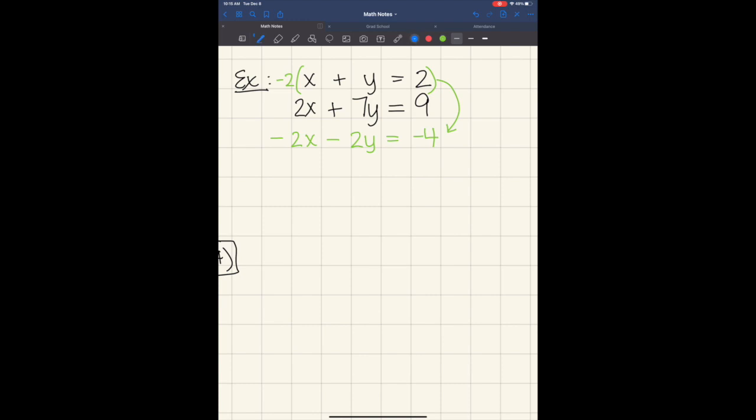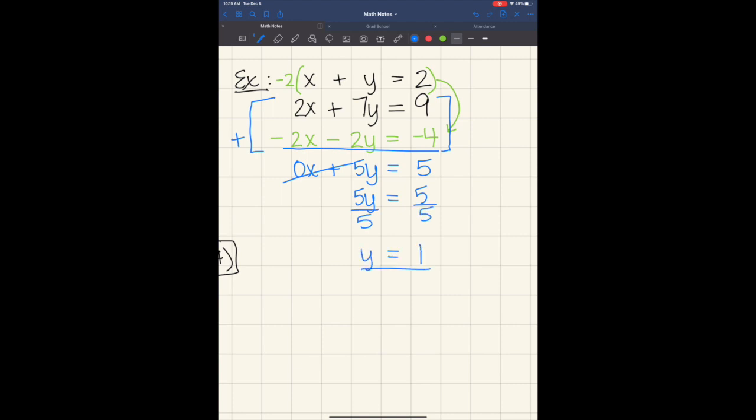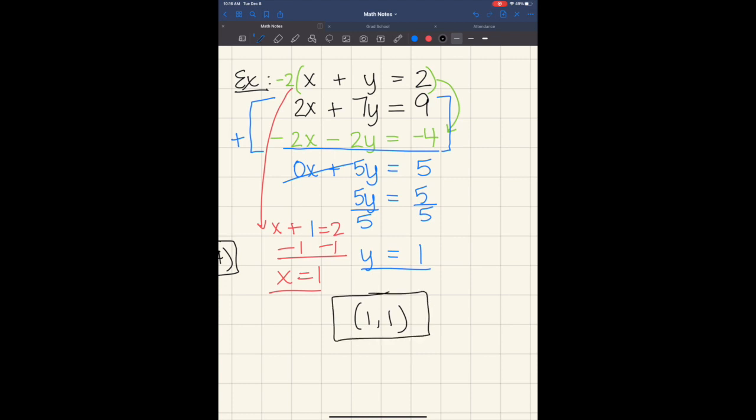Then I can add my second and third equation together, which gets rid of my x's. And then I have 5y equals 5. So I end up getting y equals 1. When I plug 1 in for y again, I get x equals 1 as well. And so my answer is (1, 1) in parentheses. Don't forget your parentheses.